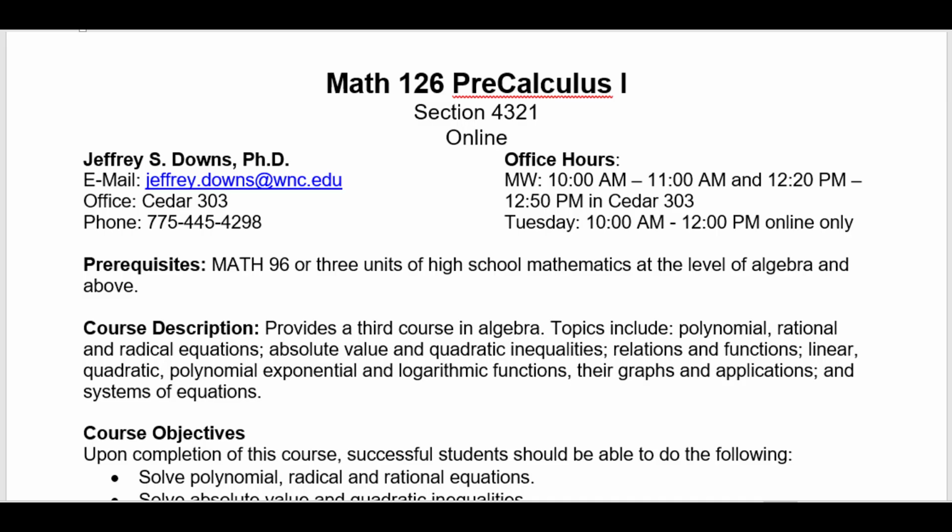Prerequisites: Math 96, or 3 units of high school mathematics at the level of algebra and above. It really should be like Algebra 2 and above. Course description: provides a third course in algebra. Topics include polynomial, rational, and radical equations, absolute value and quadratic inequalities, relations and functions, linear, quadratic, polynomial, exponential, and logarithmic functions. Those are really, really fun. And their graphs and applications. The applications are great. You'll hopefully enjoy it as much as I do. And systems of equations.